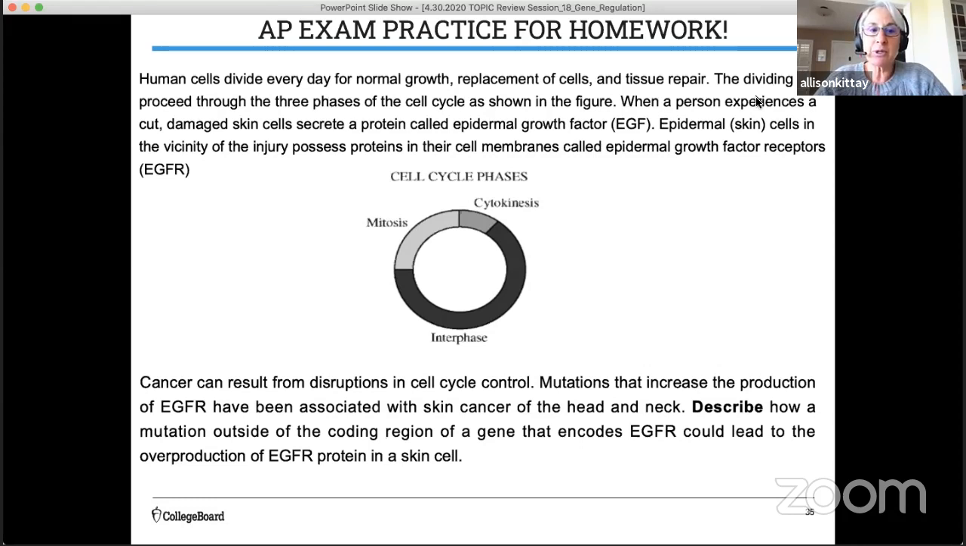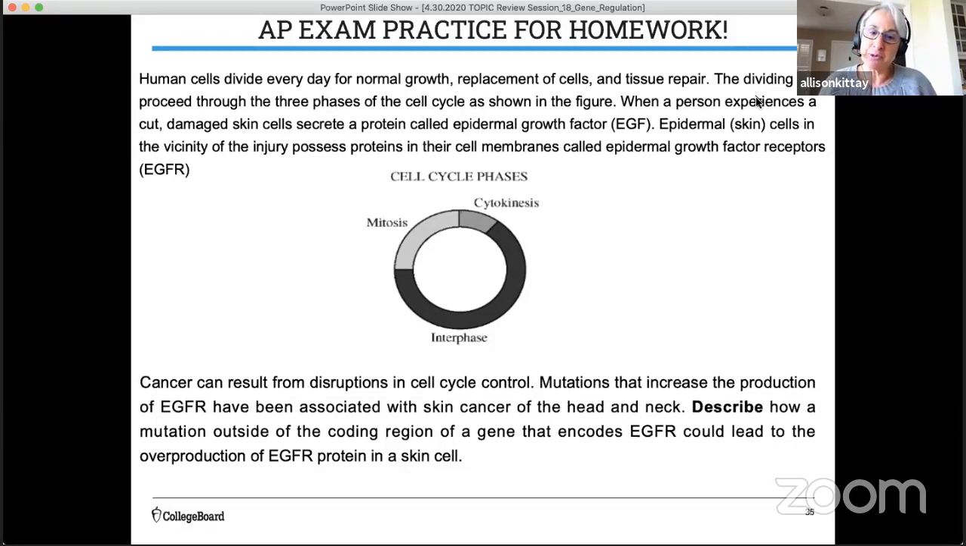When a person experiences a cut, damaged skin cells secrete a protein called epidermal growth factor, EGF. Epidermal cells, which are skin cells in the vicinity of injury, possess these proteins in their cell membranes called epidermal growth factor receptors, or EGFR. Okay, so there's your background. You can read that as many times as you need to understand the background to help you with the intention of this question.